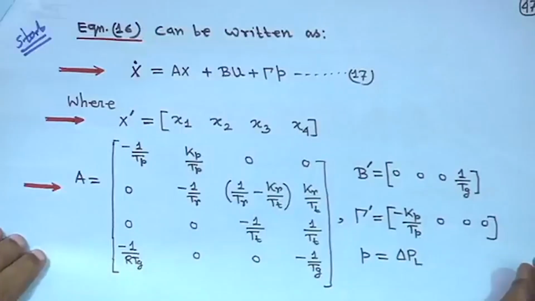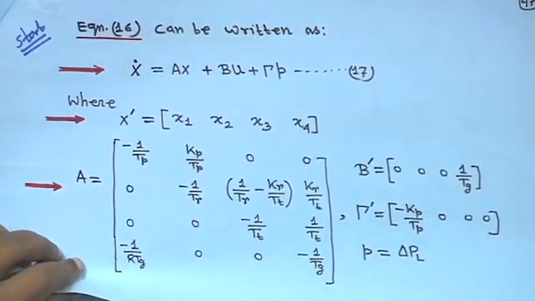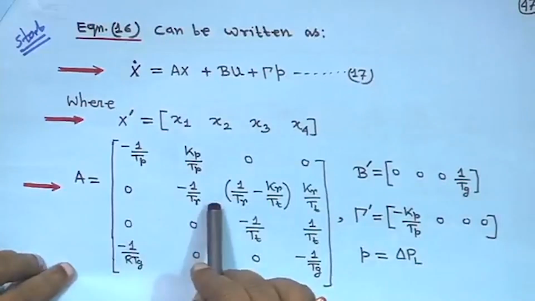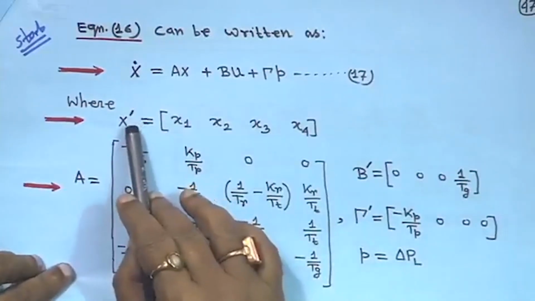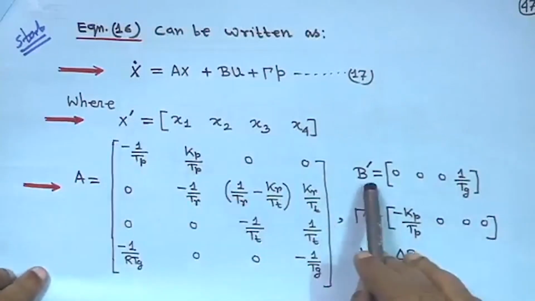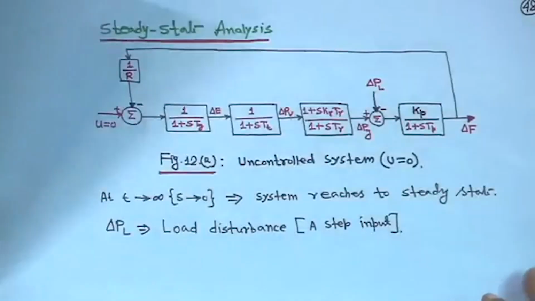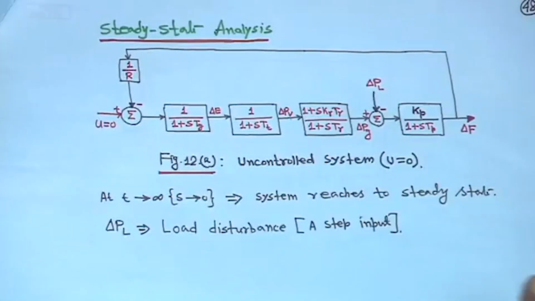So, whatever we have seen just now, this is the A matrix and this dash is for transpose, such that it can save some space. That is why I have taken the transpose. This is actually B transpose, and this is gamma transpose, and P is the disturbance. So, now look, steady state analysis.